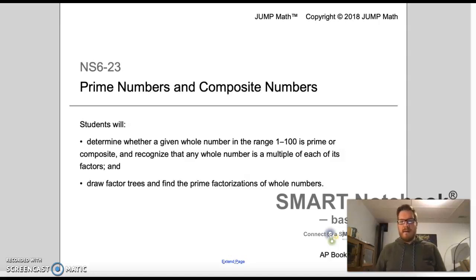This is part 2 of prime numbers and composite numbers. Yesterday we looked at the first learning target mostly, which was to determine whether a given whole number in the range of 1 to 100 is prime or composite. So we learned about the difference between those two numbers. Today's learning target is going to be to draw factor trees and find something called prime factorizations of whole numbers. Some of those concepts or words may be a little bit unclear, but it'll become clear as we go through the stuff.